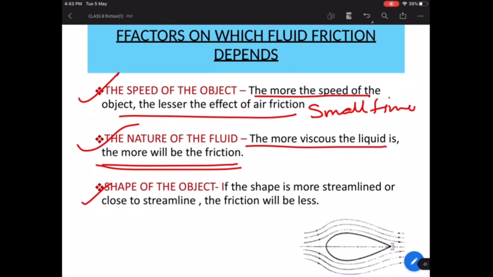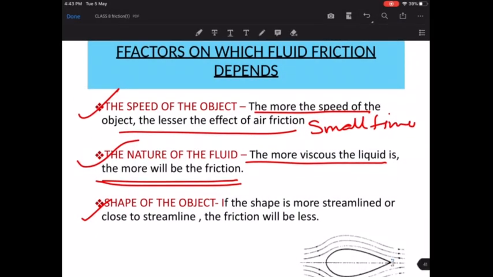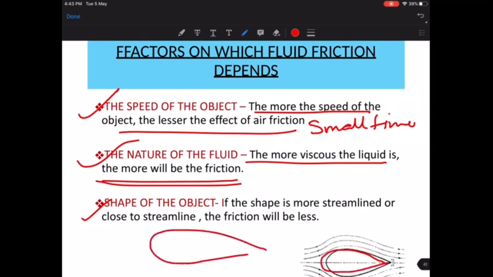Okay, someone is asking, what is the meaning of streamline? Streamline means this shape. This kind of shape is called a streamline shape. The shape that you see here, this shape. This is a streamline shape.